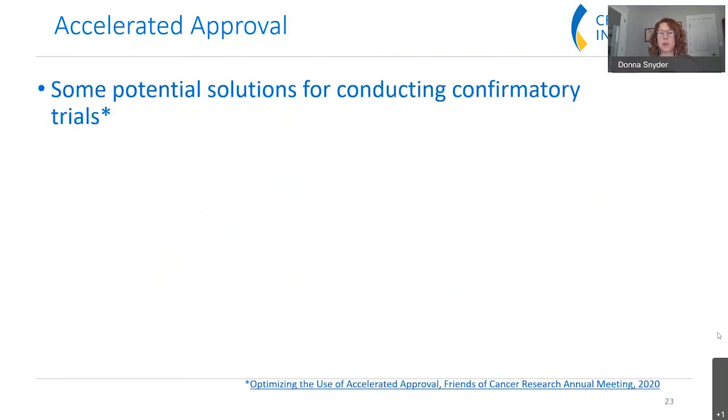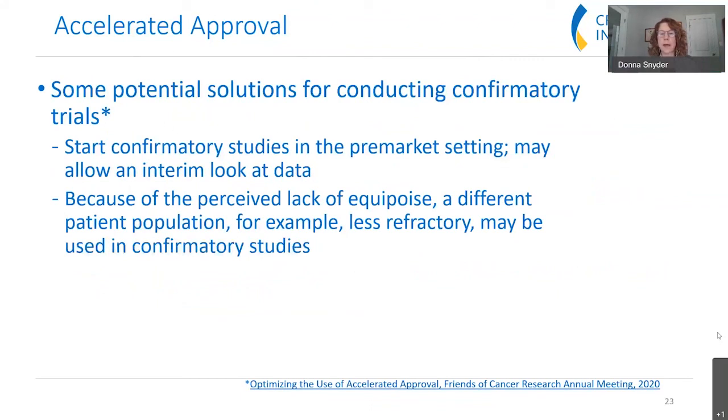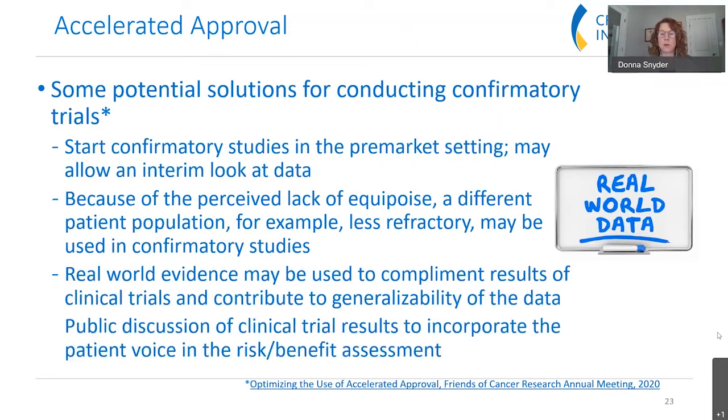But there are some potential solutions for conducting confirmatory trials that may help alleviate some of these issues. Starting confirmatory studies in the pre-market setting may allow an interim look at data so we can decide whether or not the product seems to have promise, or maybe even the study can be stopped at that point. Because of the perceived lack of equipoise, a different patient population, for example, one that's less refractory, may be used in confirmatory studies. Real-world evidence may be used to complement results of clinical trials and contribute to the generalizability of the data. And public discussion of clinical trial results to incorporate the patient voice in the risk-benefit assessment may be helpful in terms of moving these studies forward.